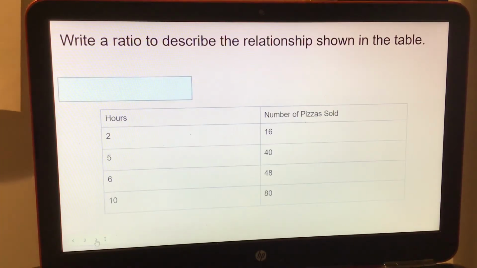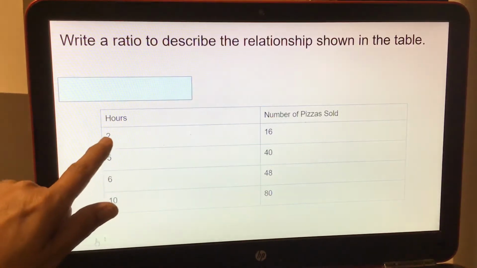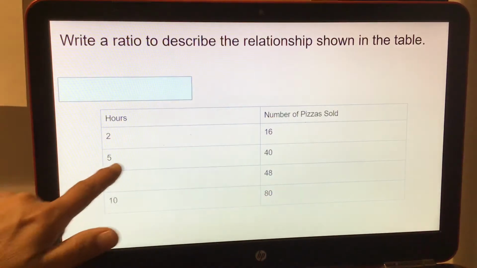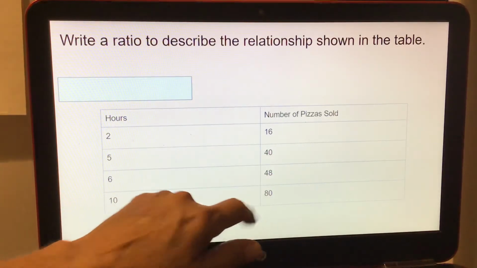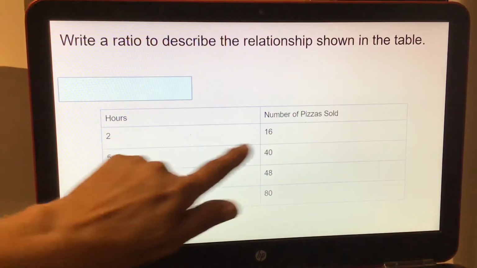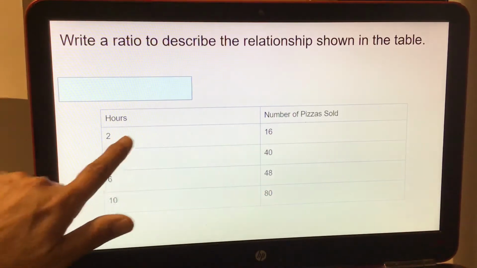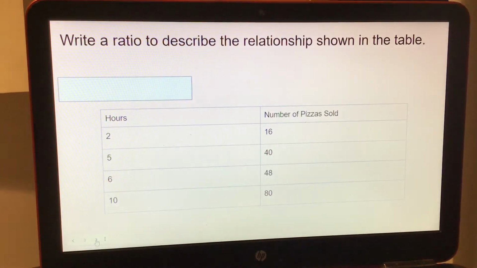Okay, write a ratio to describe the relationship shown in the table. So you see that it has hours and number of pizzas. You have 2 hours, 16 pizzas, 5, 40, 6, 48, 10, 80. So I can look at this and say, let me try to find what the 1 is. Remember, we've been doing that. We've been turning the ratio into a fraction. So this fraction would be 2 over 16.